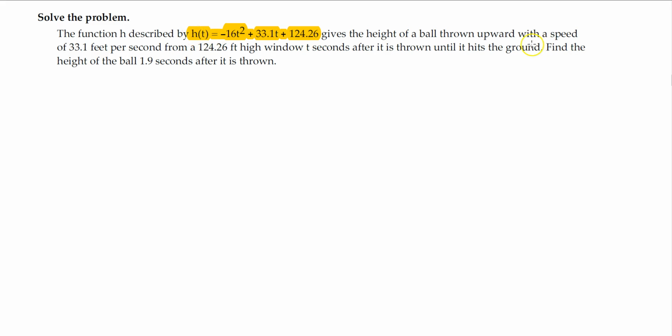And here they say find the height, so find h, of the ball 1.9 seconds after it is thrown. That's the value for t. So they're really asking for h of 1.9.